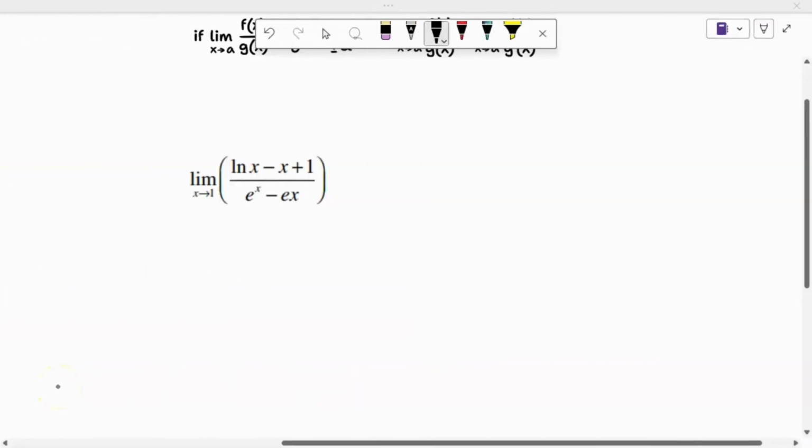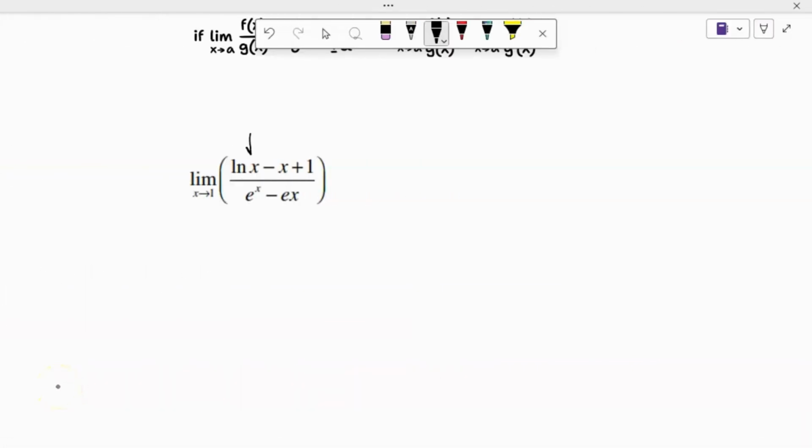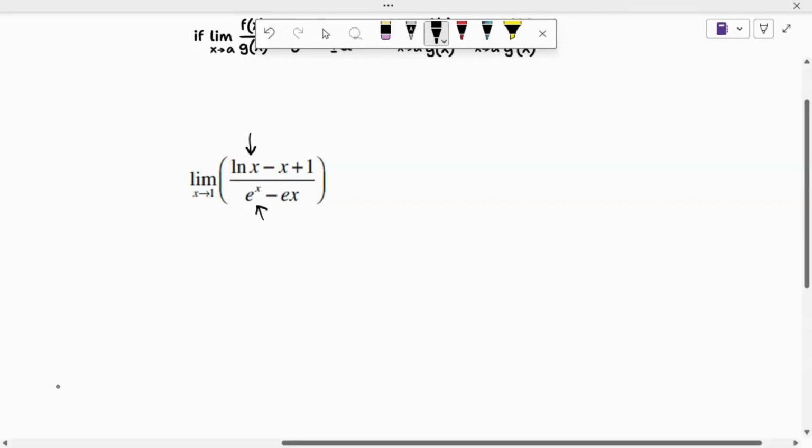All right, in our last example, we can see that we have a natural log x in the numerator and an e to the x in the denominator. So this would be an example of trying to use L'Hopital's rule. So we're going to plug in 1 by direct substitution, and we get natural log of 1 minus 1 plus 1, all divided by e to the first minus e, and this is 0 over 0. So L'Hopital's rule applies here. So let's take the derivative of the top and the bottom and try the limit.